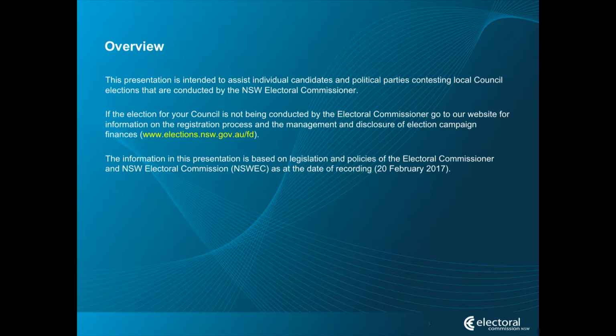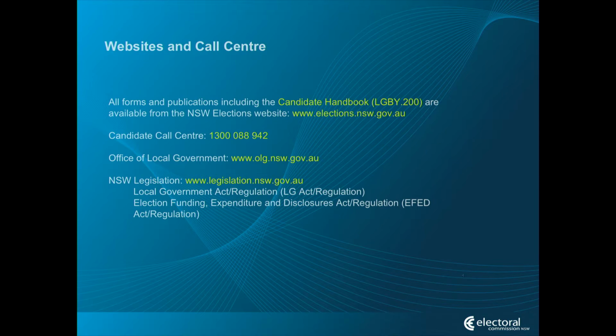The information in this presentation is based on legislation and policies of the Electoral Commissioner and the New South Wales Electoral Commission, as at the date of recording, the 20th of February 2017. Websites and call centre. All forms and publications, including the Candidate Handbook, are available on the New South Wales Elections website, www.elections.nsw.gov.au, or call our Candidate Call Centre on 1300 088 942.